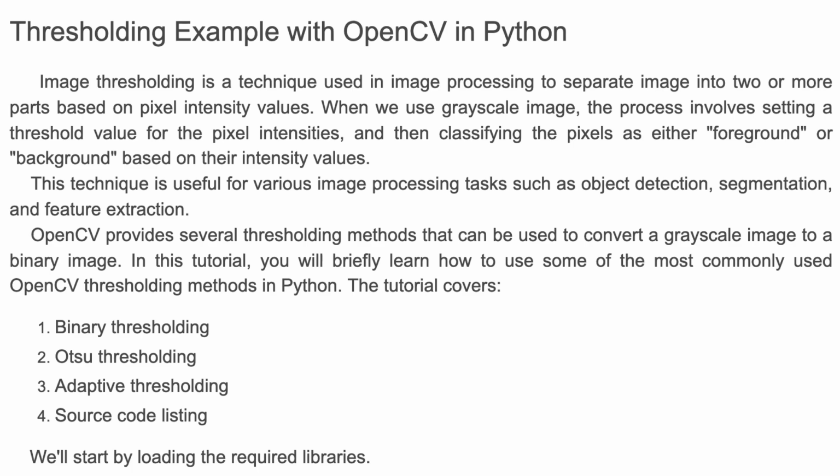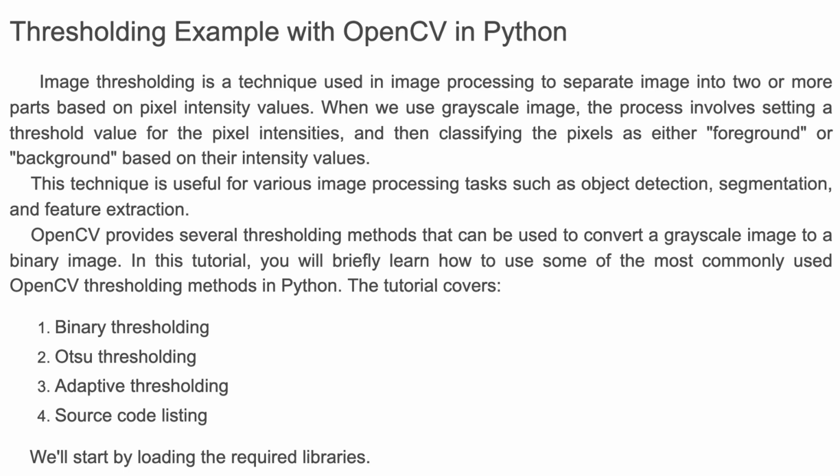In this tutorial I'm going to explain a thresholding example with OpenCV in Python. Image thresholding is a technique used in image processing to separate an image into two or more parts based on pixel intensity values. When we use a grayscale image, the process involves setting a threshold value for pixel intensities and then classifying the pixels as either foreground or background based on their intensity values. This technique is useful for various image processing tasks such as object detection, segmentation, and feature extraction.